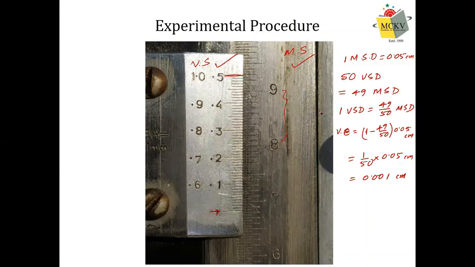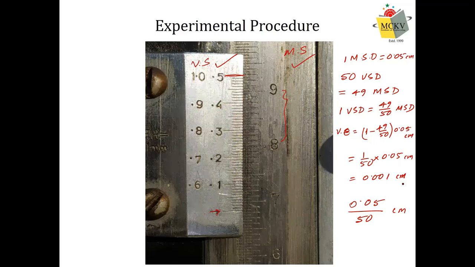We can directly measure it also. If you remember, for that we require only the value of 1 MSD, 0.05, divided by the total number of divisions in the vernier. That will be our vernier constant, which is 0.001, again in centimeter. So that is how we can measure the vernier constant.